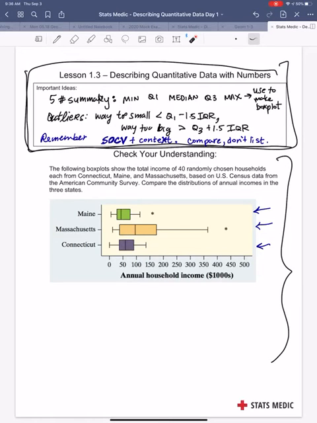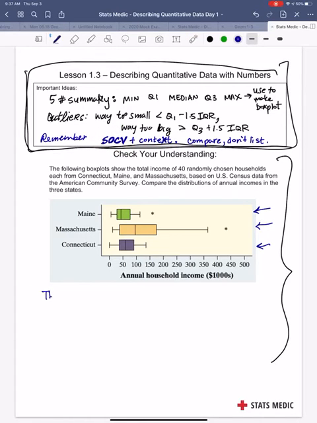Let's take a look. It says the following box plots showed total income of 40 randomly chosen households from these 3 states. Based on the U.S. Census data, compare their distributions of annual income of the 3. Okay, interesting. So I want to make sure I check off each step and bring in context. So let's do it.